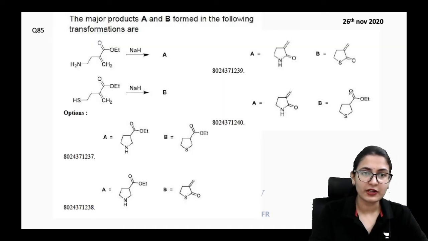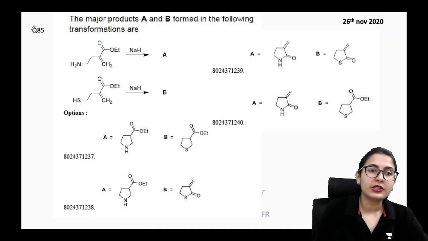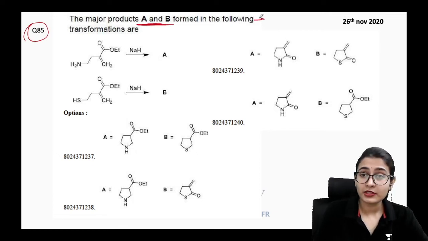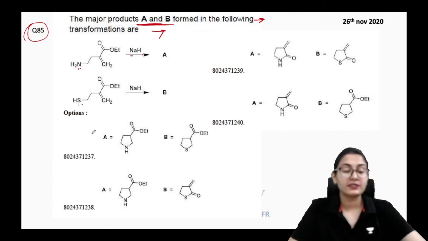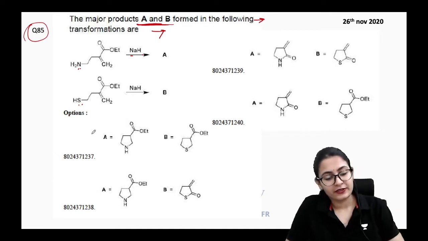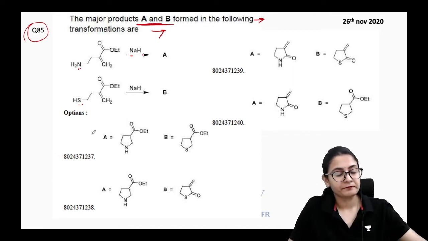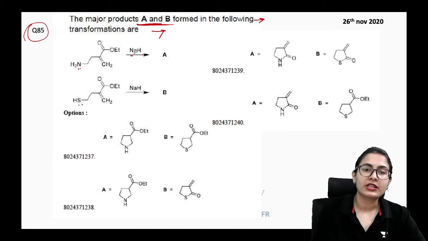Alright, chalo, let's move onwards. Let's do another good question, number 85. The major products A and B formed in the following transformation are. So you see over here what's happening. There is a sodium hydride in both the cases. The molecules look the same, just that there is a nitrogen and there is a sulfur. Is that going to make a difference? Let's see. So yes, very interesting question, guys.